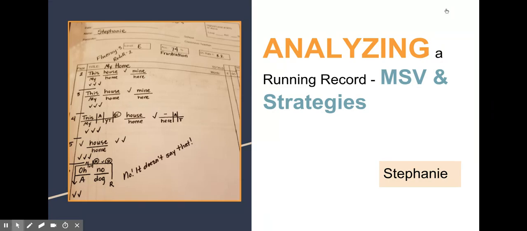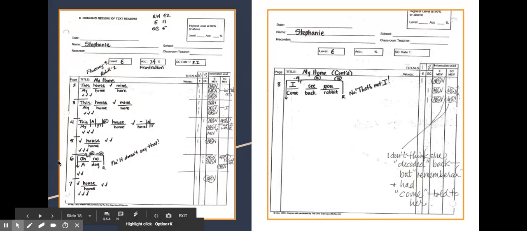Now on to analyzing to learn even more about the reader. We are going to use Stephanie's analyzed running record for this part. So pull that out, please. It's projected on the next slide, too. You all follow along on the analyzed running record as I talk you through my thinking. And we do this page by page.